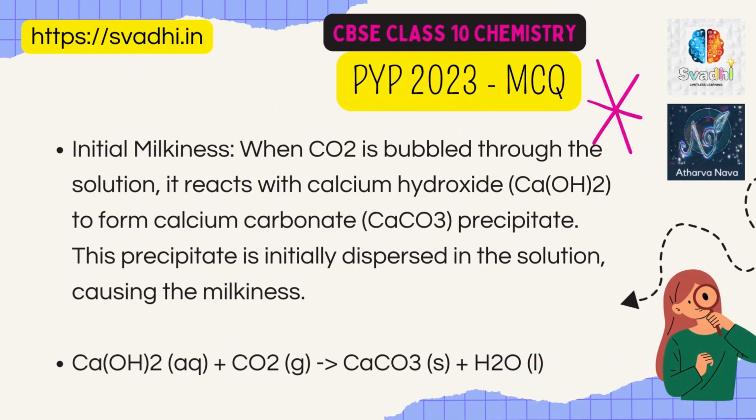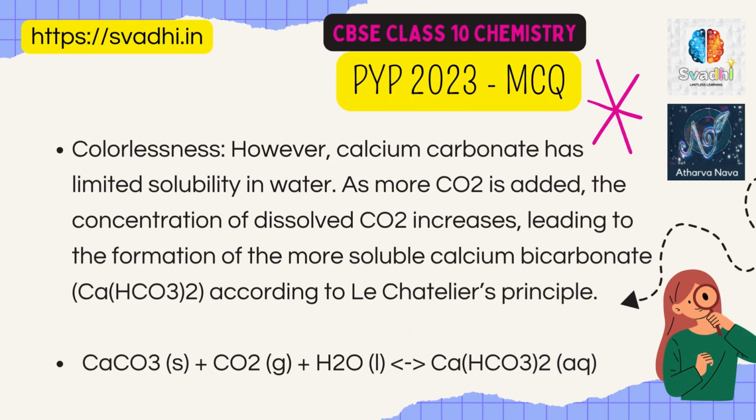Initial milkiness: when CO2 is bubbled through the solution, it reacts with calcium hydroxide, Ca(OH)2, to form calcium carbonate, CaCO3, precipitate. This precipitate is initially dispersed in the solution, causing the milkiness. Ca(OH)2(aq) + CO2(g) → CaCO3(s) + H2O. Colorlessness: however, calcium carbonate has limited solubility in water.